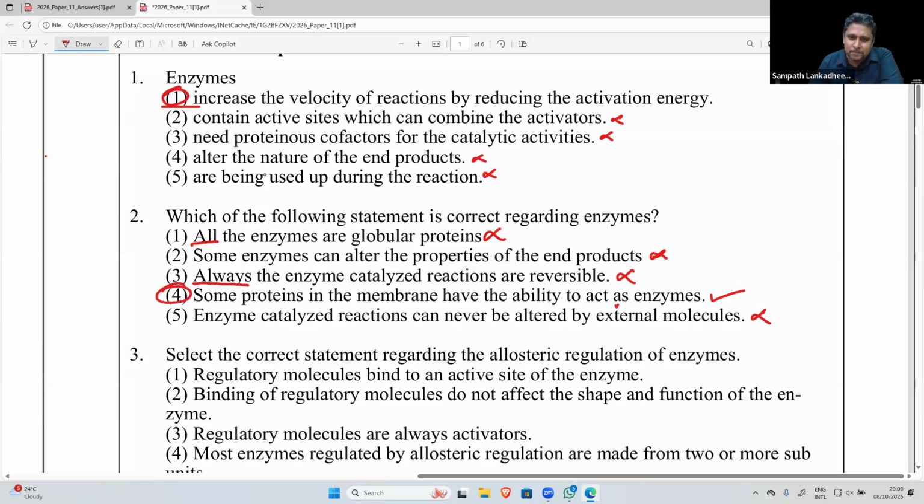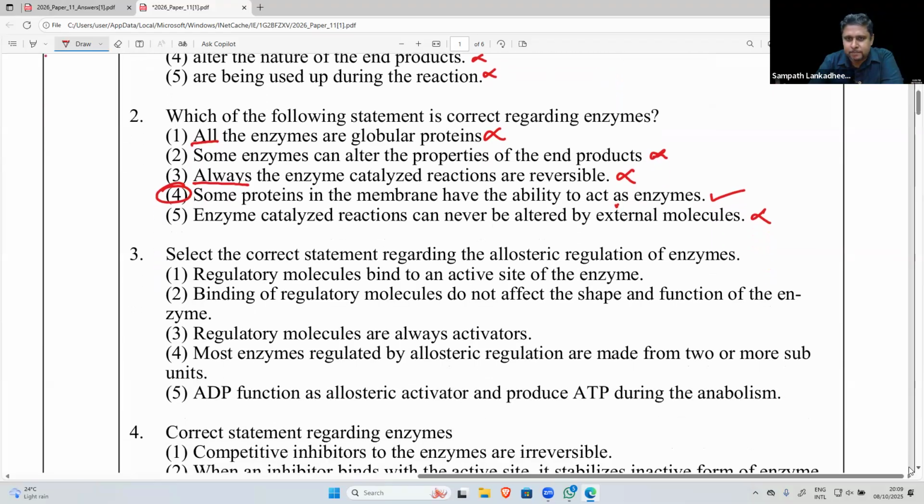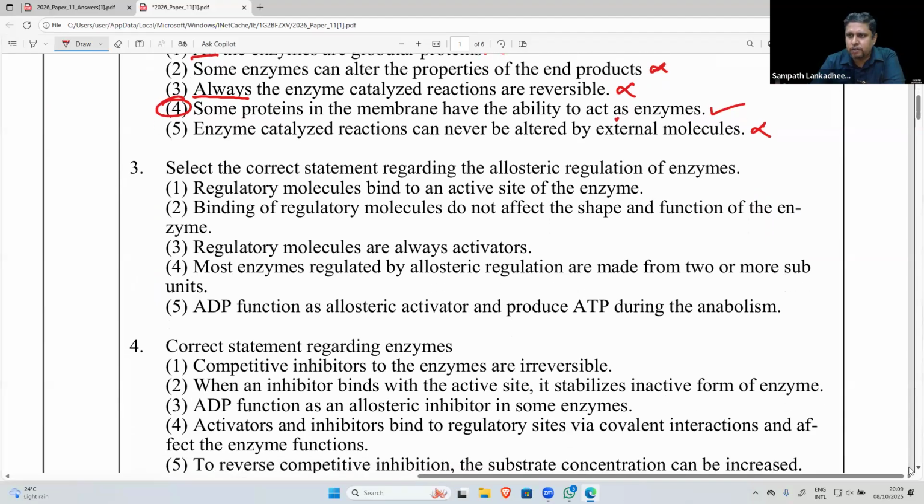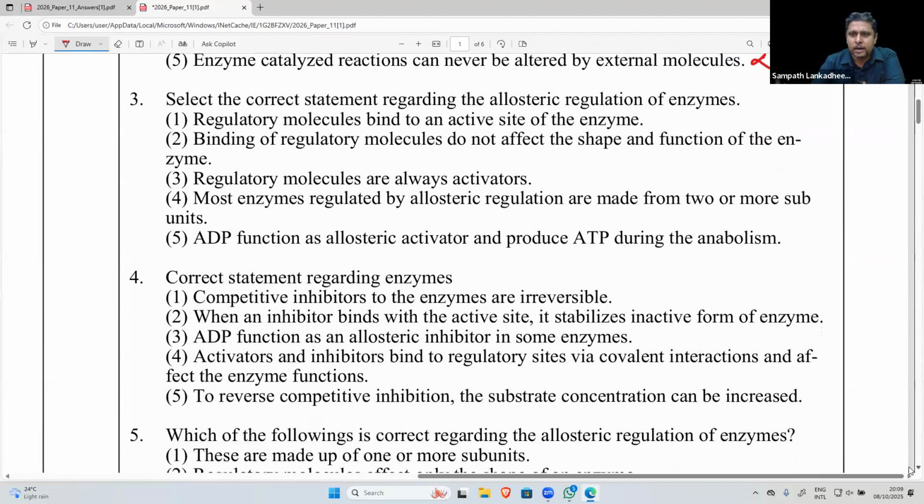Question number 3. Select the correct statement regarding allosteric regulation of enzymes. Regulatory molecules bind to an active site of the enzyme.